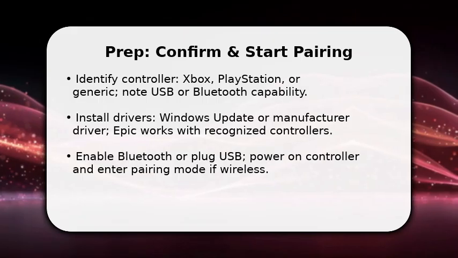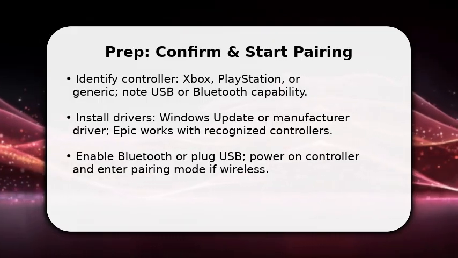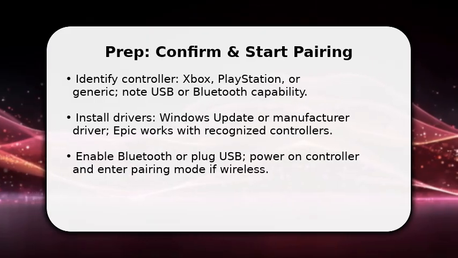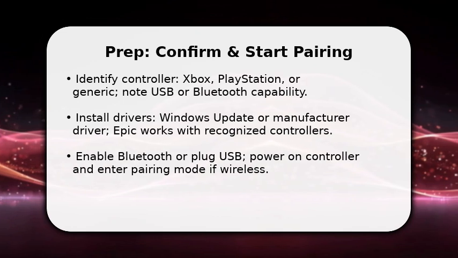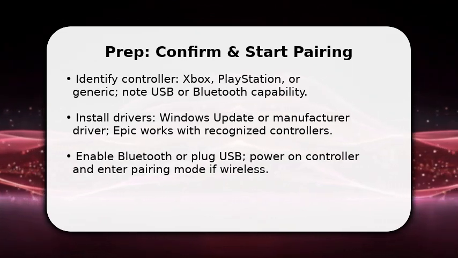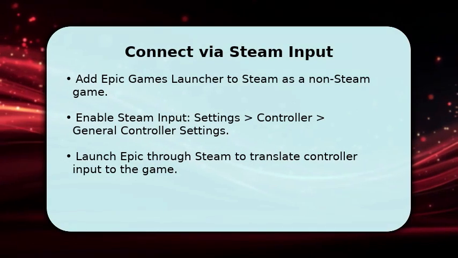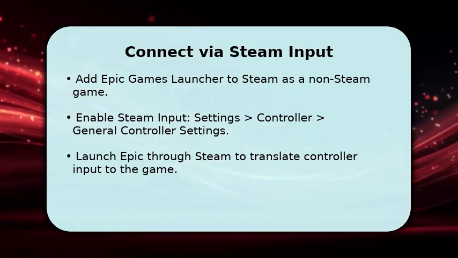Next, plug in a USB cable for instant connection or enable Bluetooth and put the controller into pairing mode. This immediate action avoids later detection issues and sets you up to connect the controller to Epic Games with minimal friction. You use Steam Input to bridge compatibility because Epic Launcher doesn't always expose controller support directly.